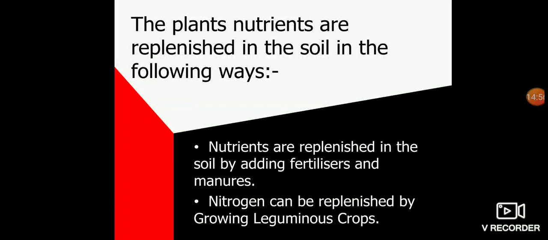So we should do crop rotation. That means between two cereal crops, we should grow one leguminous crop. That means pulses, some pulses, grams, beans, or peas.